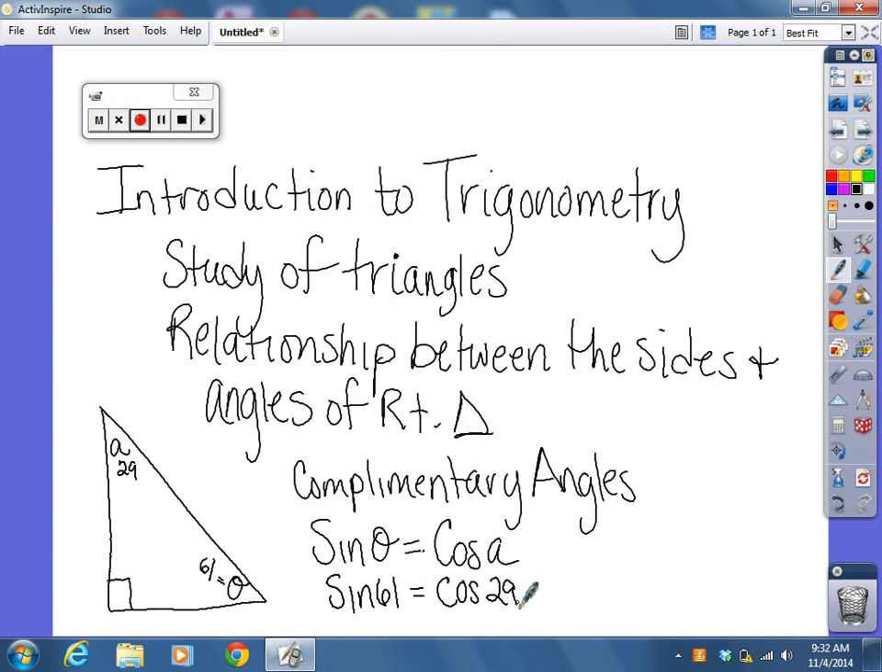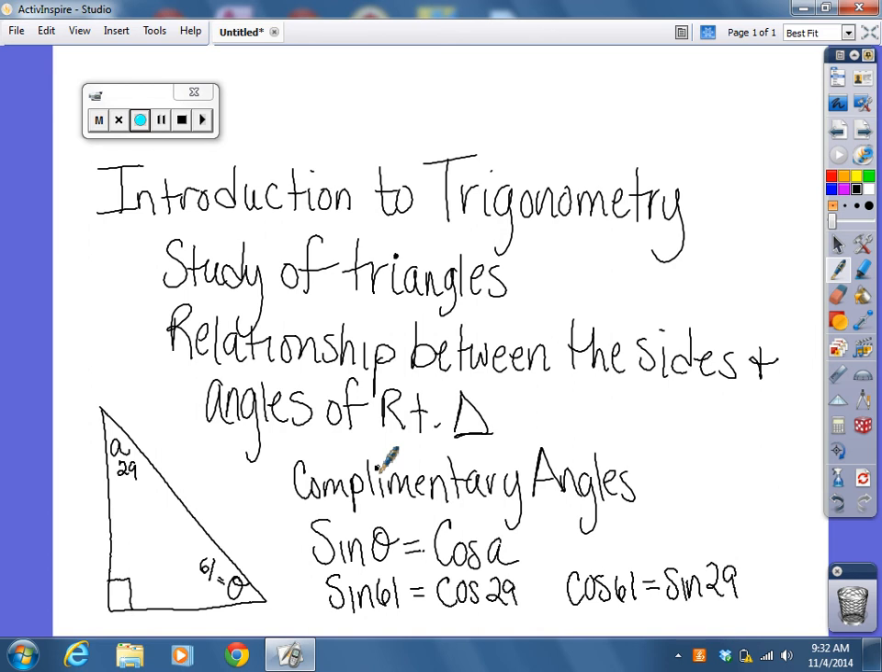And you could do it the other way around. I could have cosine of 61 be equal to sine of 29. If you don't believe me, just put it in your calculator. Those are called complementary angles. There'll be questions on your test about complementary angles. So depending on which angle you use, if you use sine of A, then you're going to use cosine of whatever that angle is in the opposite corner. Okay, those are called complementary angles.